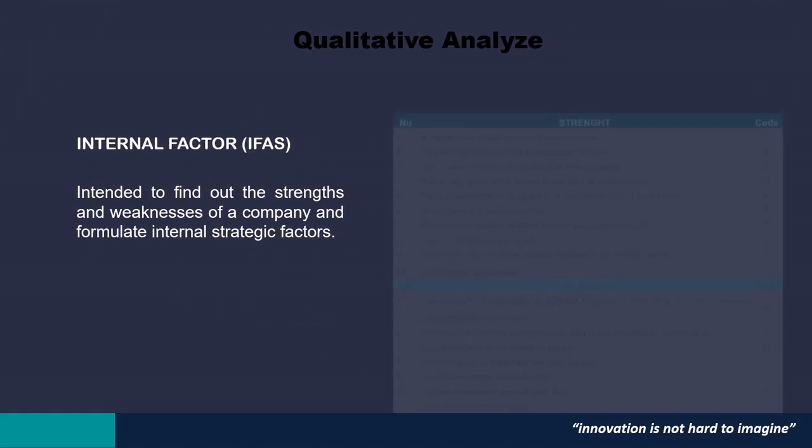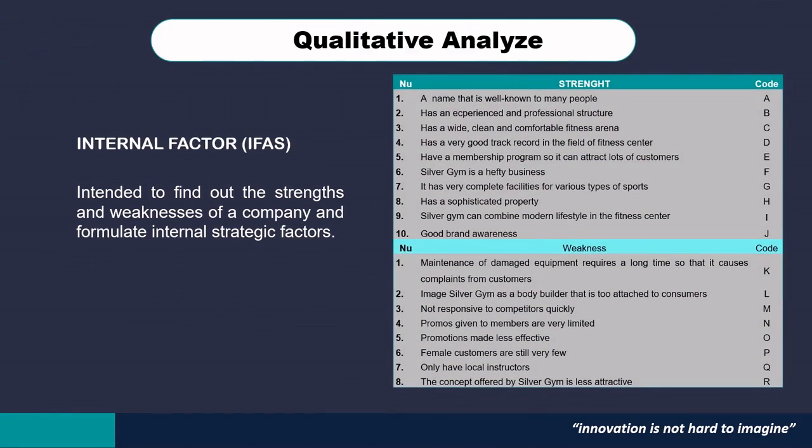And the next, qualitative analysis from SWOT analysis. Internal factor IFAS is used to find out the strengths and weaknesses of a company and formulate internal strategy factors. And then the following is an example from company gym.